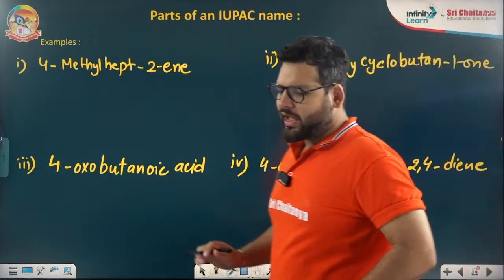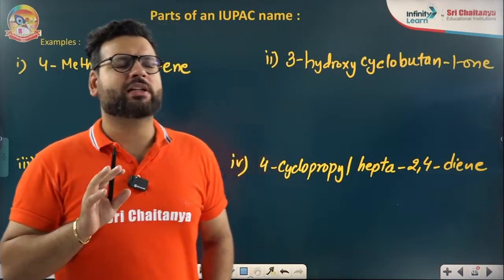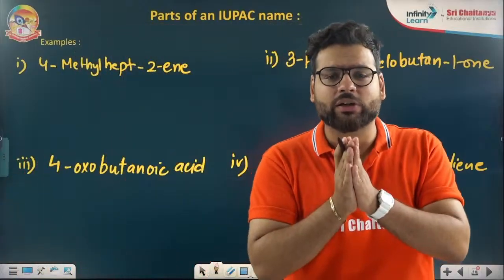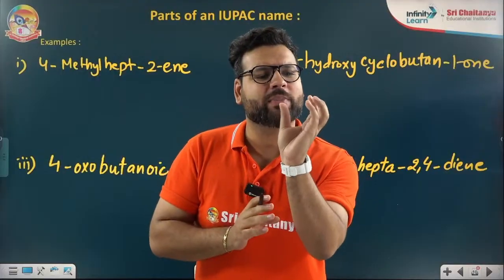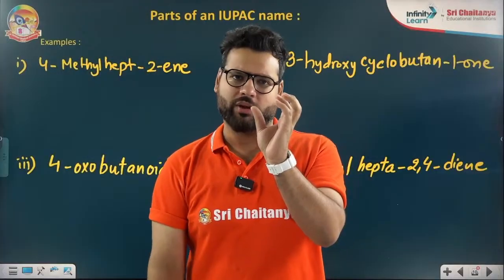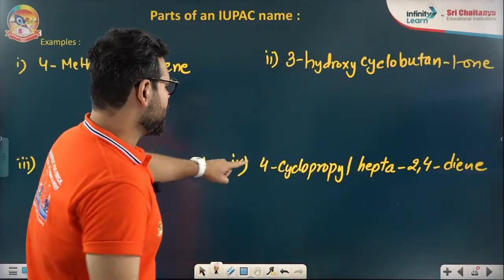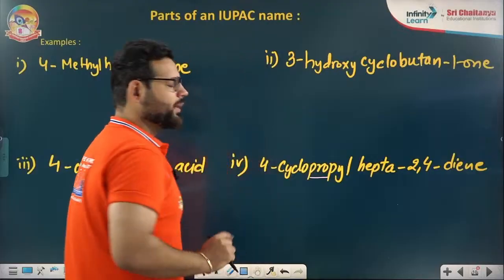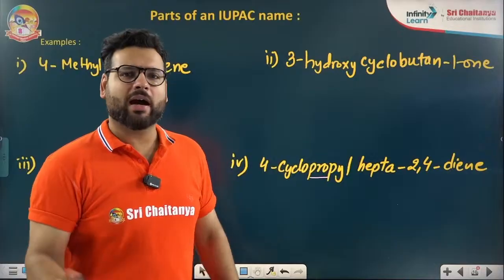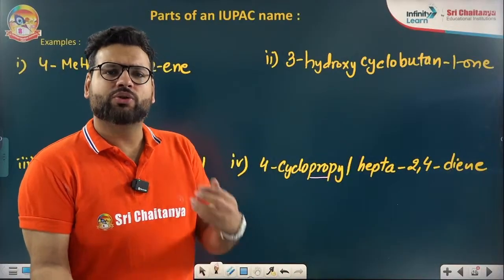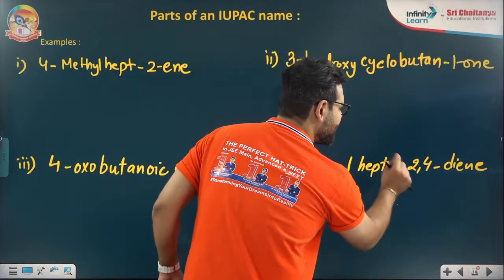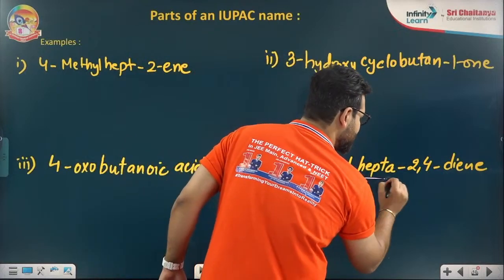Everybody see here. As soon as you see a name, first directly try to attack the word root. Now, where is the word root? The word root is that eth, meth, but, which is directly attached to an, en, yn. For the fourth example, I am telling you, there is a prop here, but this prop is not the word root because prop is attached by yl. Yl is not a primary suffix, we know. So where is the word root? Prop or hept? Hept is the word root here. Hepta. This is the word root here.